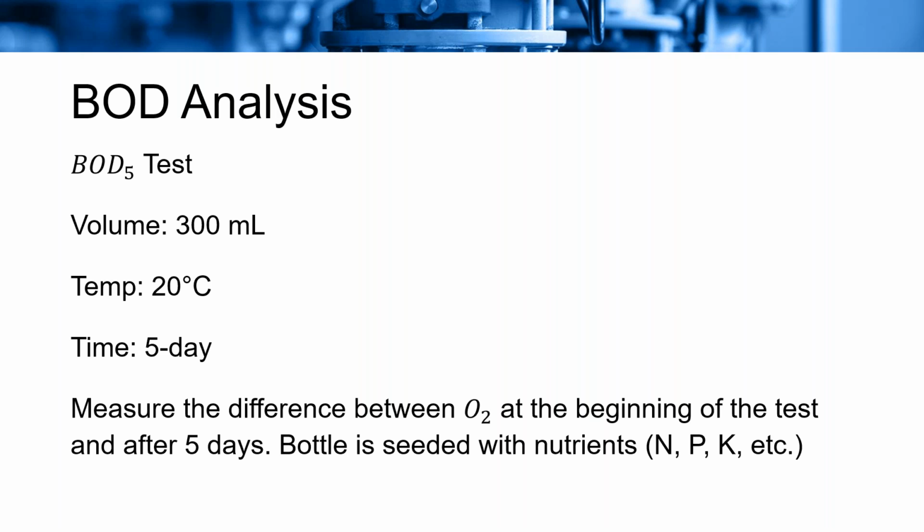But the way this analysis works is that a sample of wastewater is taken for 300 milliliters, and it is left to incubate at 20 degrees Celsius for 5 days, and the amount of oxygen that's consumed is measured by calculating the difference between the DO at the beginning of the test and after 5 days. Also, the bottle of the sample is typically seeded with nutrients such as nitrogen, phosphorus, and potassium, so microorganisms can grow and thrive in there and consume as much oxygen as they would in the real world.